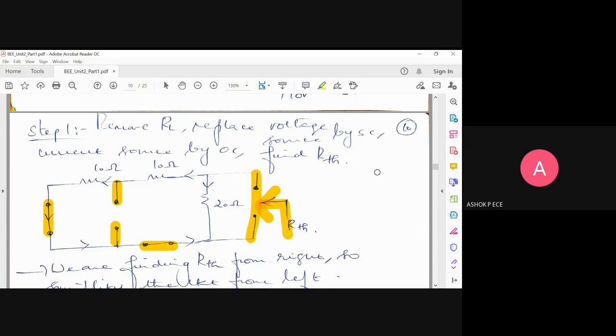Can you say how you get 10 ohms? 10 and 10 are in series. So total is 20. So 20 and 20 are in parallel to each other. So 1 by 20 plus 1 by 20, 1 by 10. Yes, 20 parallel 20 is 10, half of it. You are able to understand how to find RTH. It is just how you look at the network.